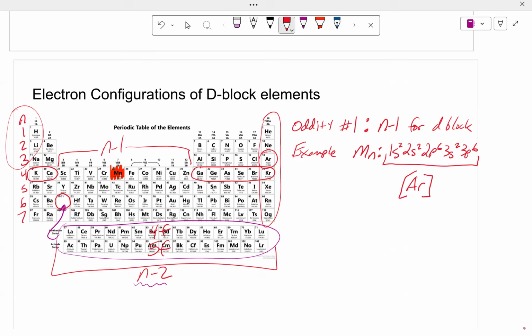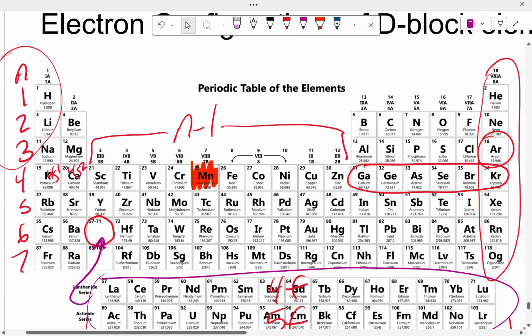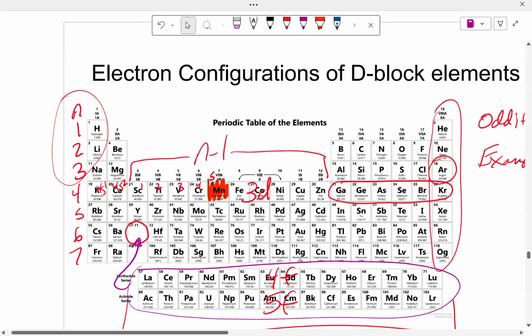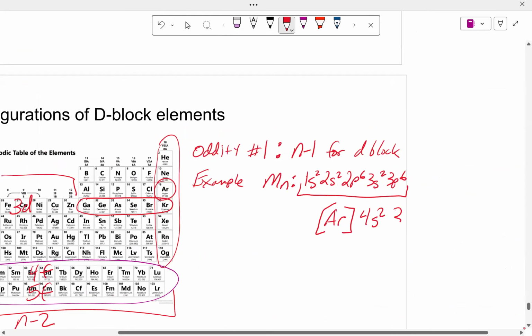So now my electron configuration starts here at 4s2. So I'm gonna just erase this here. So 4s1, 4s2, and then I'm counting over 1, 2, 3, 4, 5 spaces to get to manganese. Now again, I'm starting at 3D. That's n minus 1. So my configuration ends in 3D5.